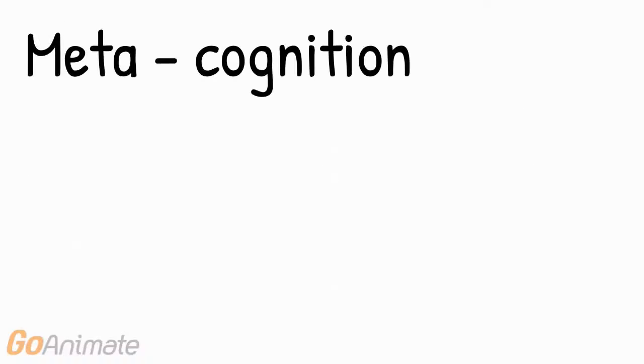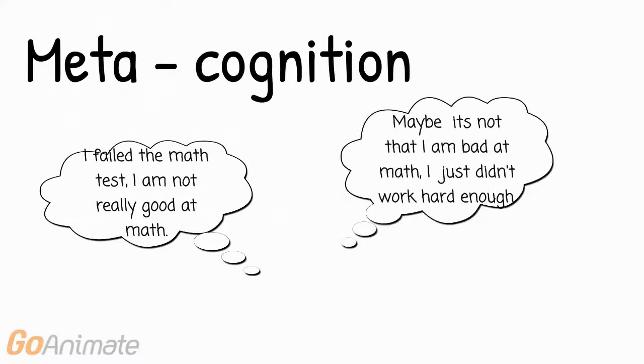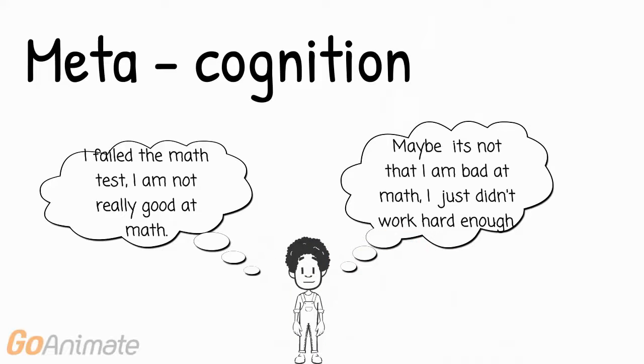Formal operational children are also able to use what's called metacognition, which means they're able to actually think about how they are thinking, and when they do that, they're able to change their thinking patterns.